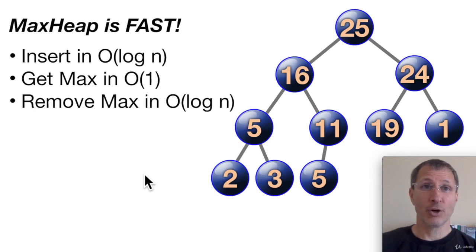If you're familiar with big O notation, you can insert or add an item to a max heap in big O of log n time, which is extremely fast. And you can get the max item off of the top of the heap in big O of 1 time, which is pretty much instantaneous. You can remove the max, or pop, in big O of log n time. So the response time for a max heap is extremely fast. And that's why we use max heaps for some things. If you need to pop the maximum number off a heap, you can get it very quickly.